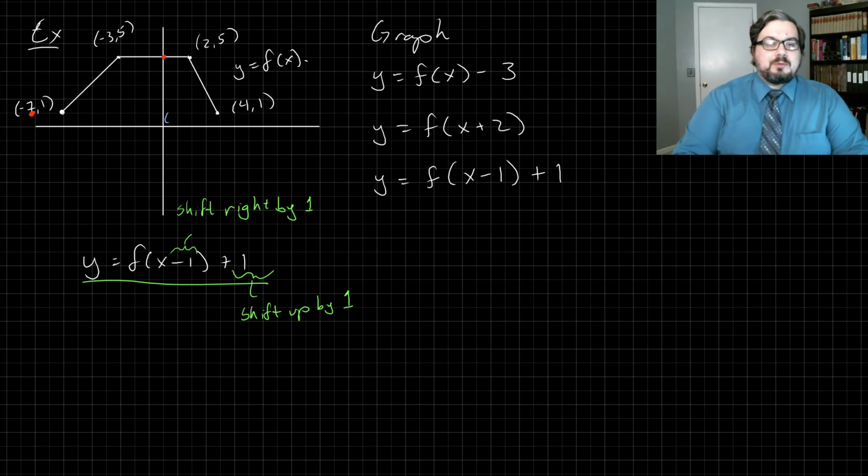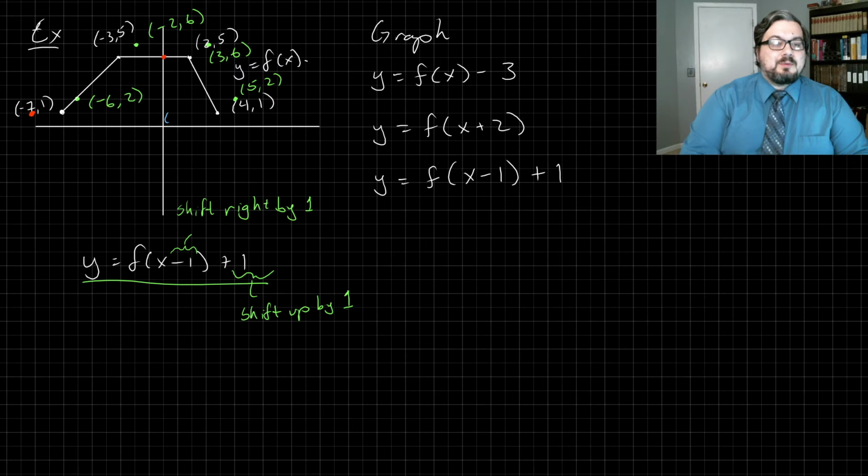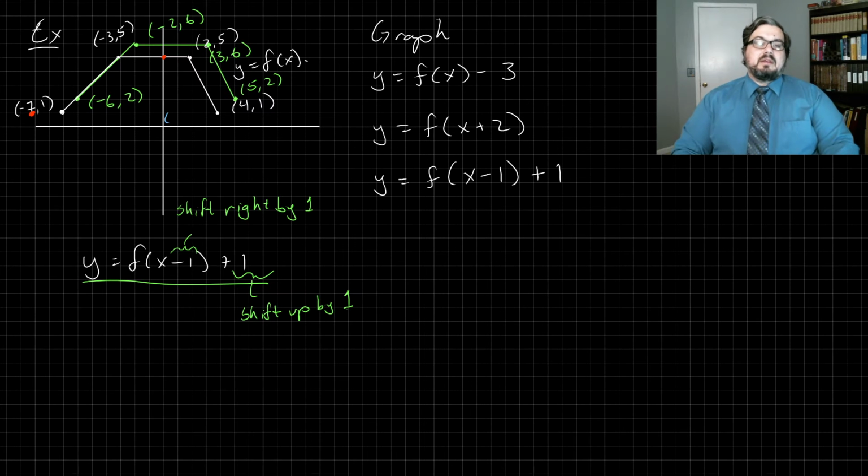And so this graph will involve taking each of our points and moving them up 1 and to the right 1. So the point (4, 1) becomes the point (5, 2), the point (2, 5) becomes the point (3, 6), the point (-3, 5) becomes the point (-2, 6), and the point (-7, 1) becomes the point (-6, 2). We've simply added 1 to the x values and the y values of each of our points here in order to get the translation of the graph.